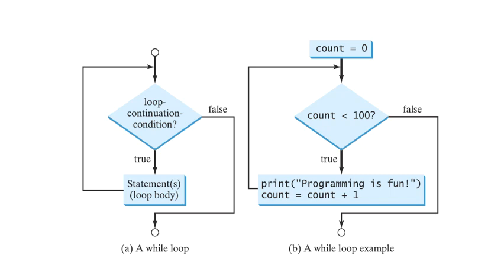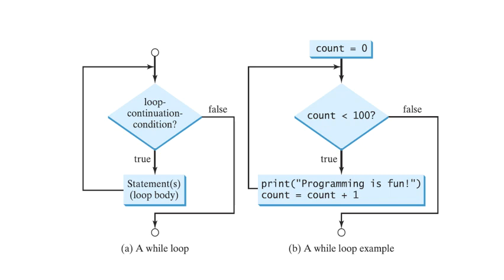In a while loop, if the loop continuation condition is true, then the body statements will be executed until the condition is false. If the condition is false, then it will come out from the loop.